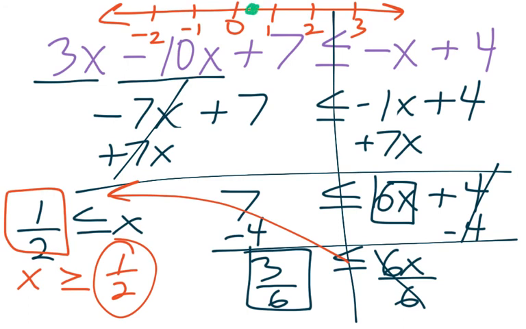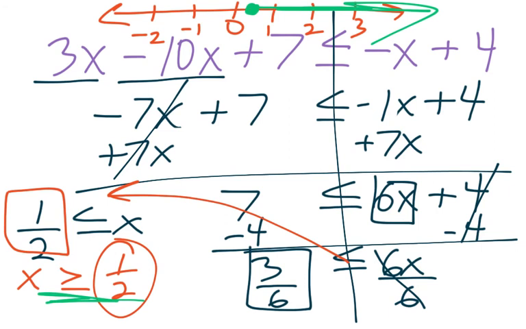It'll be a closed circle. And since x is greater than or equal to 1/2, we're going to shade to the right. So that means anything including and bigger than 1/2 is an answer to this inequality. So there's how to finish a problem with variables on each side. It's a multi-step inequality, and what we'll build on the next day.